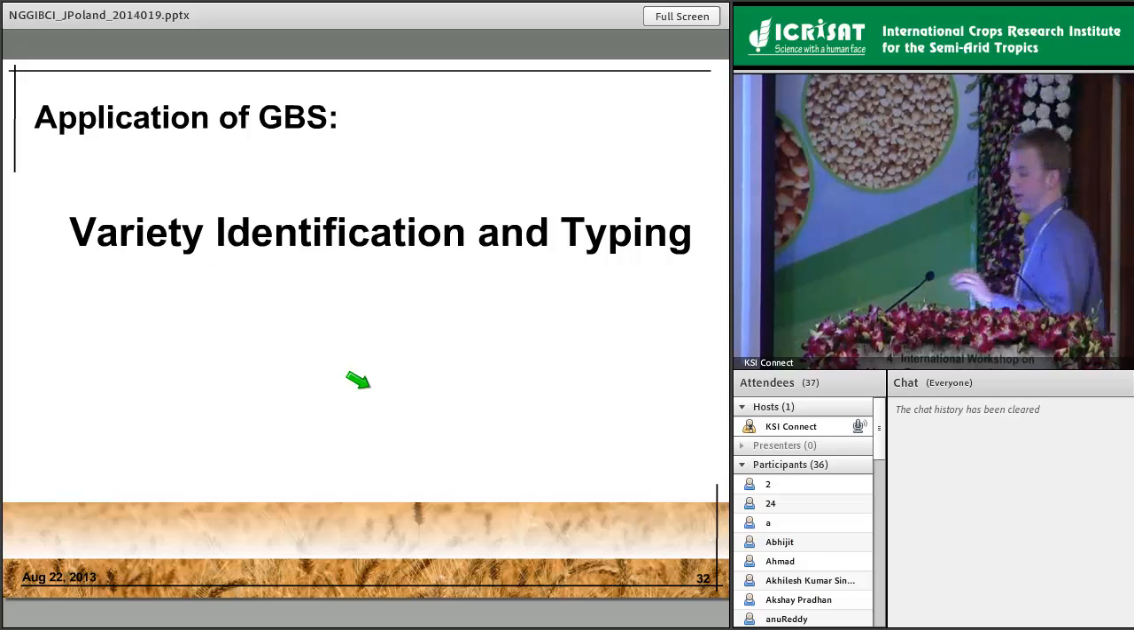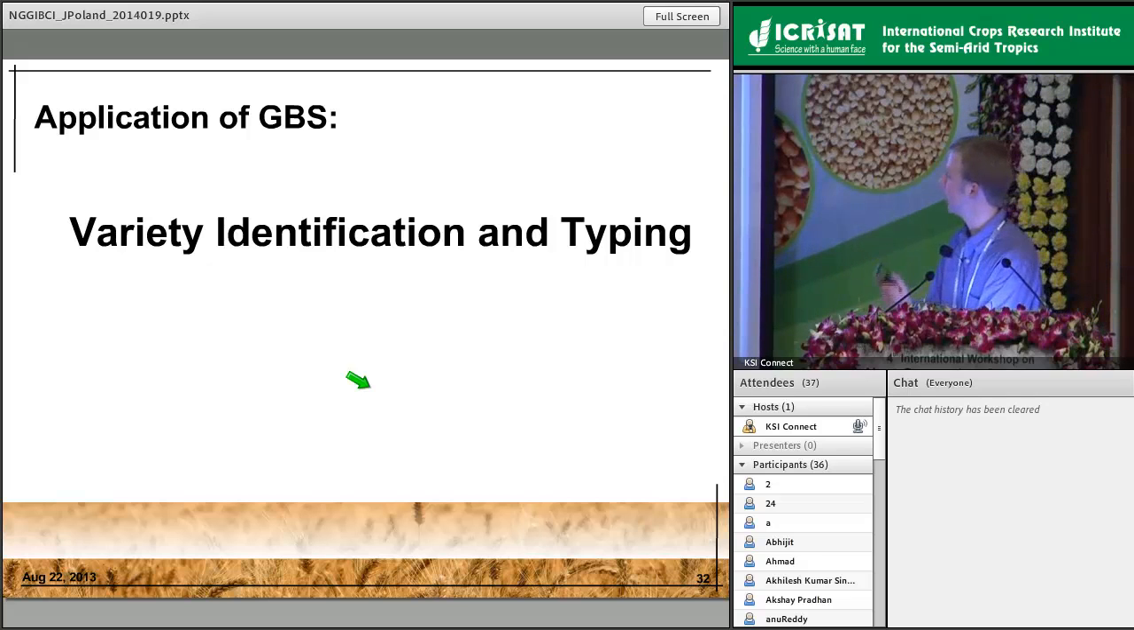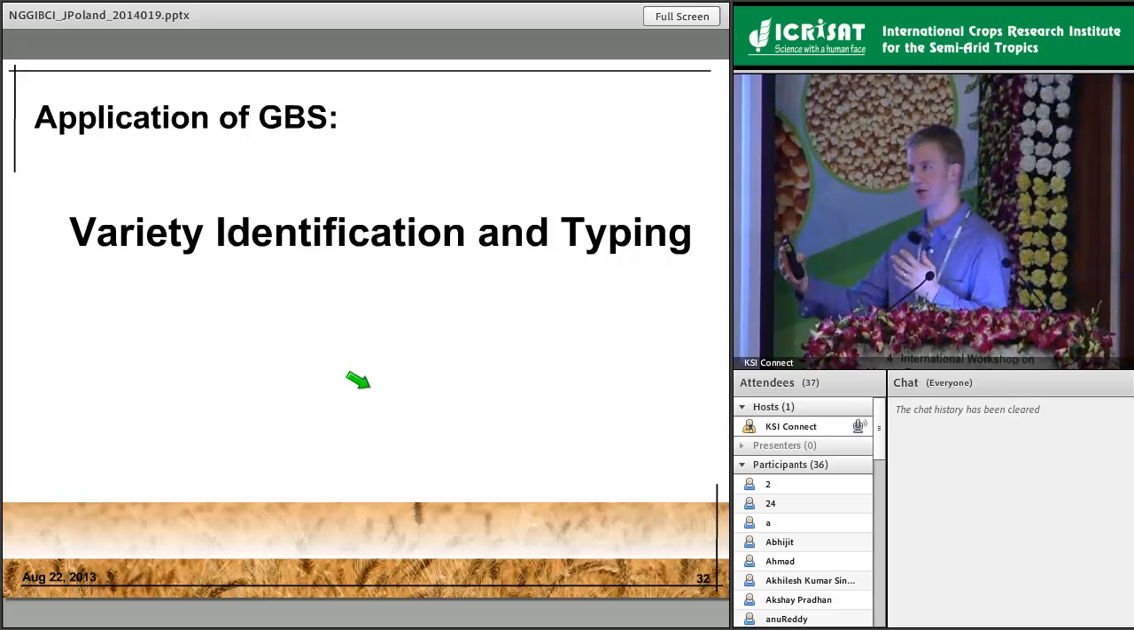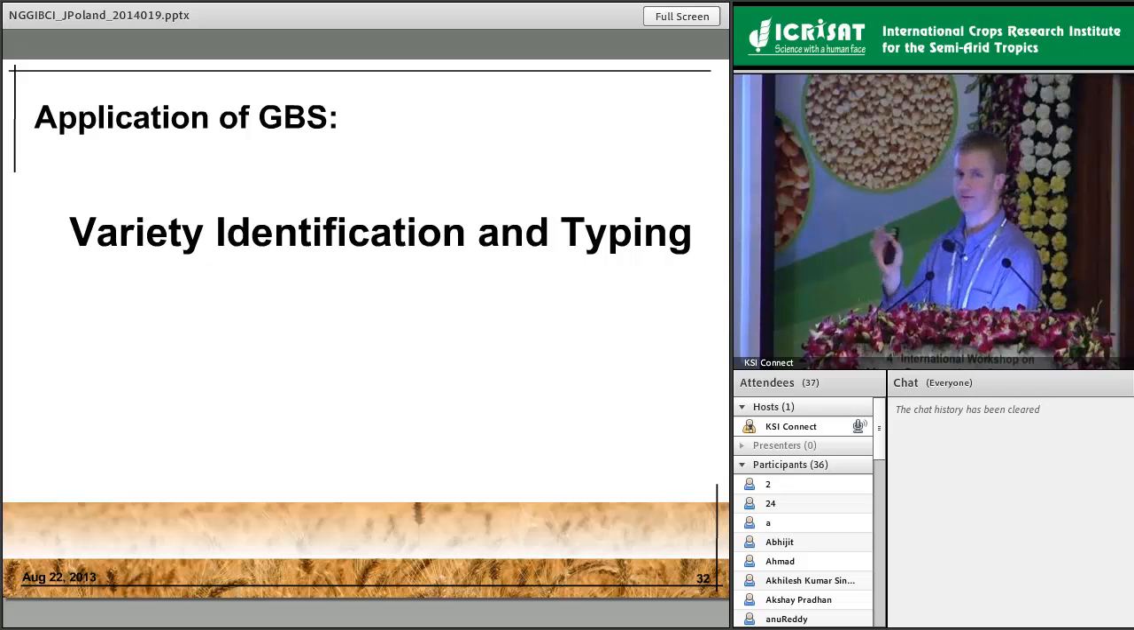The final thing is to talk about how we can even tie this into the seed certification process. We're now just starting to routinely apply this technology to checking certified seed lots to make sure that they're the correct variety.